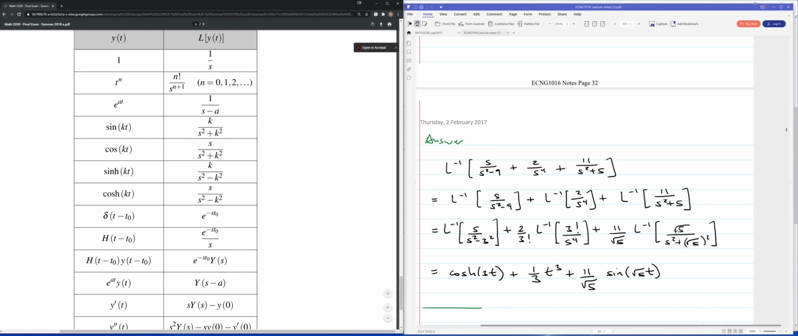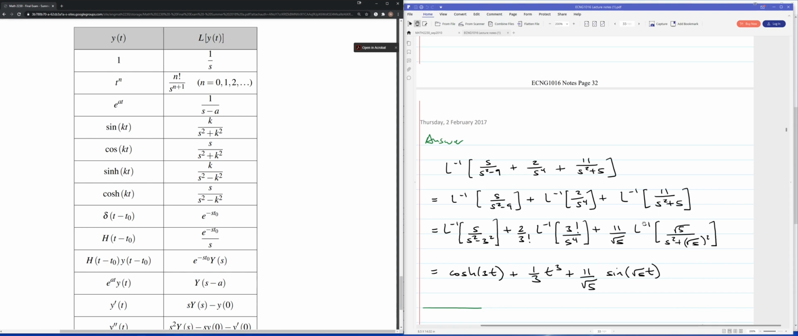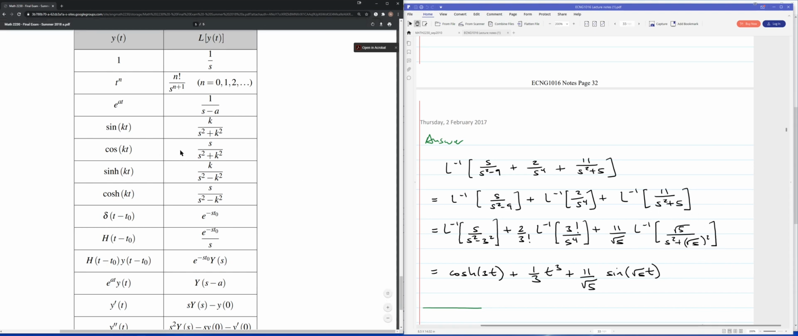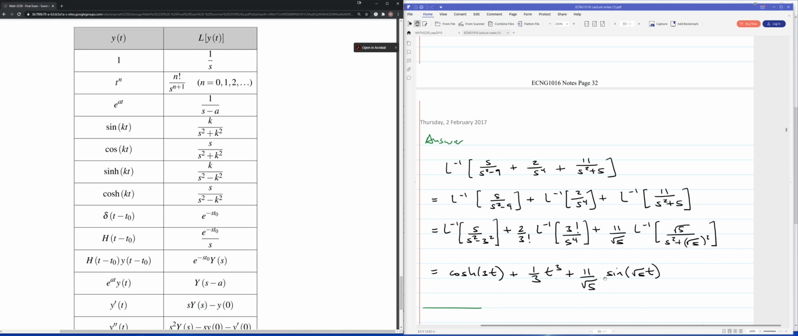Now that I have that, this Laplace inverse is going to come directly from the formula for Laplace of sine kt. In this case, the small k is equal to square root of 5. So the Laplace inverse of square root of 5 on s squared plus square root of 5 squared is sine of square root of 5t. And this gives me my answer.